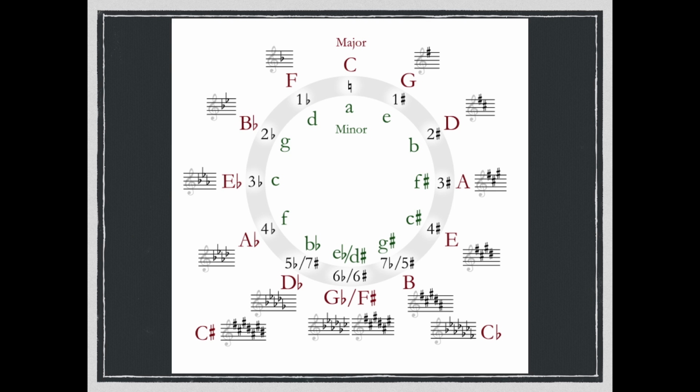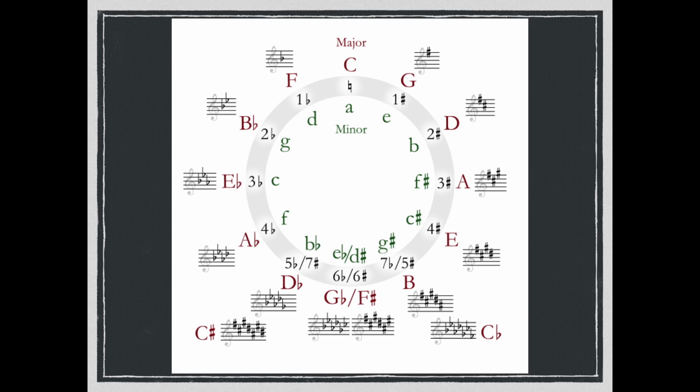But the most important information we need to understand now is the relation between the minor and the major scales. You can see that every major scale has its minor equivalent, which is represented here as the outer and the inner scale on each step of the cycle.